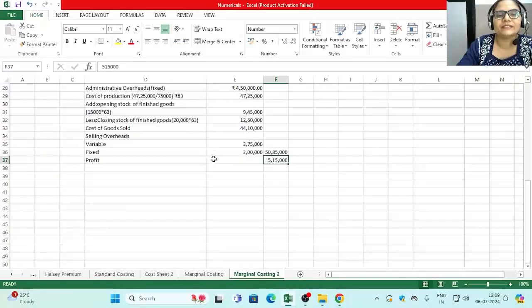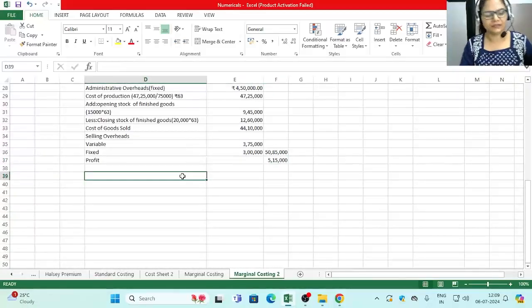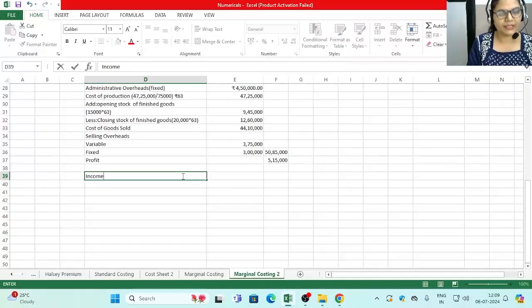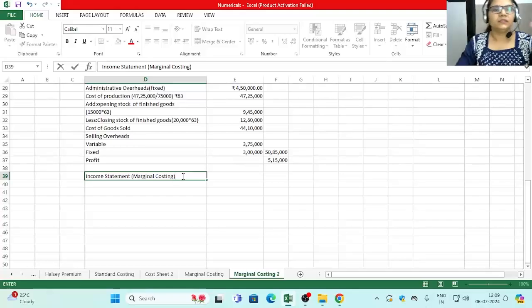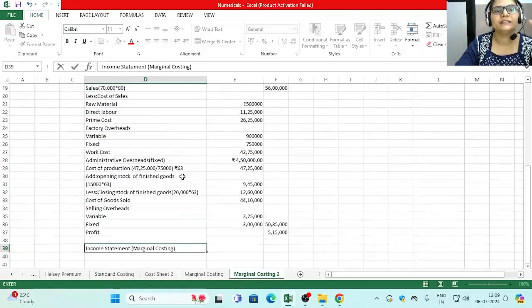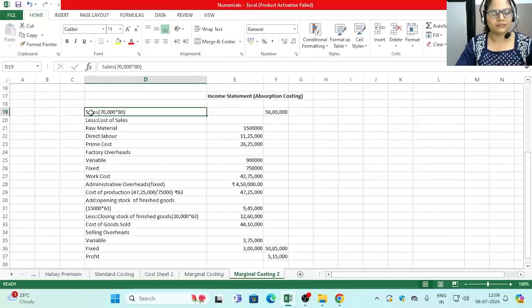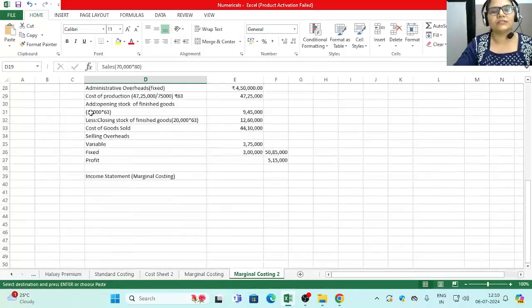Now, next we need to prepare the income statement under marginal costing with the same figures, with the same values. So first of all, without any second thought, we will record the sales. That is 70,000 into 80.